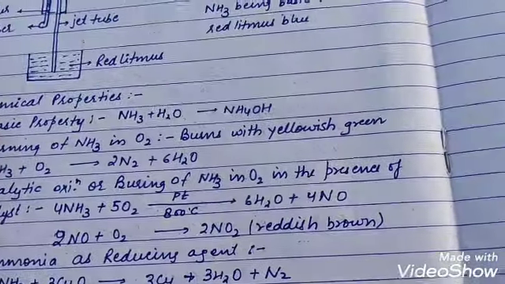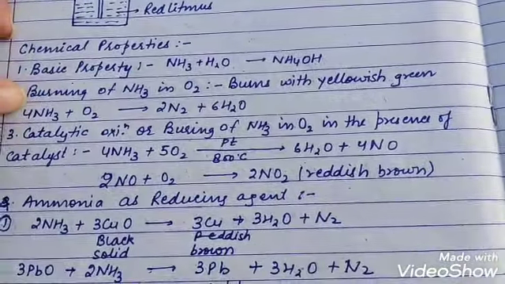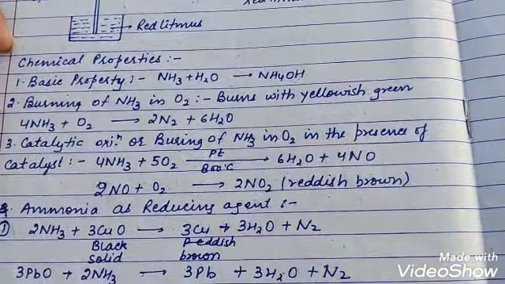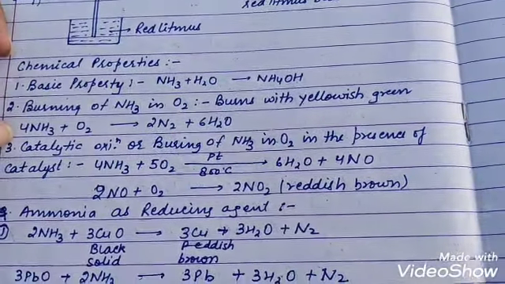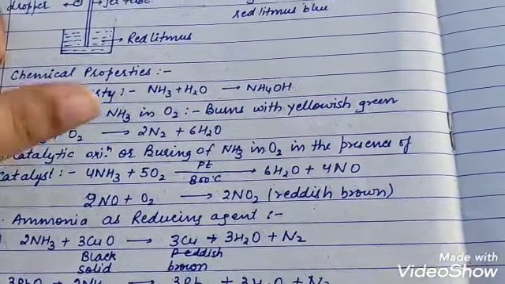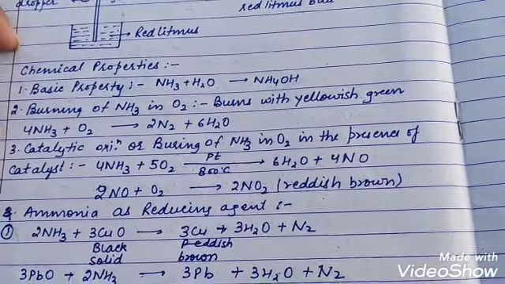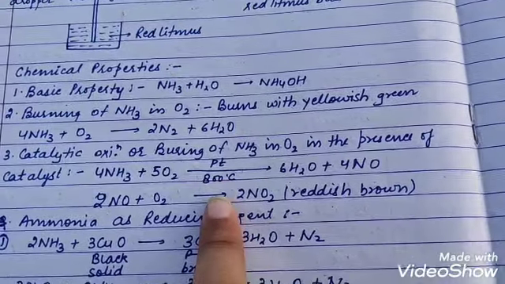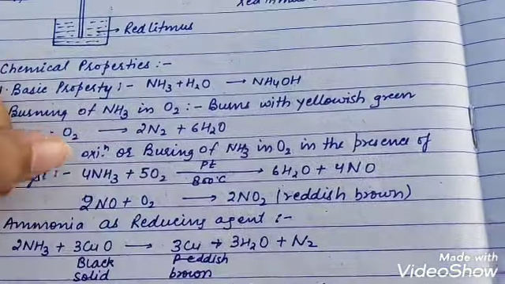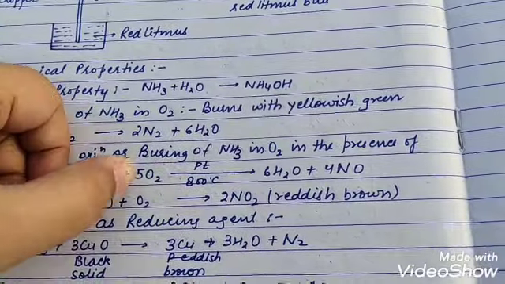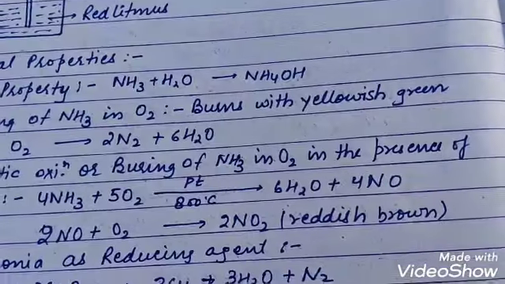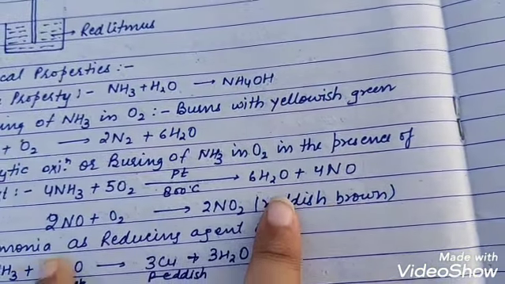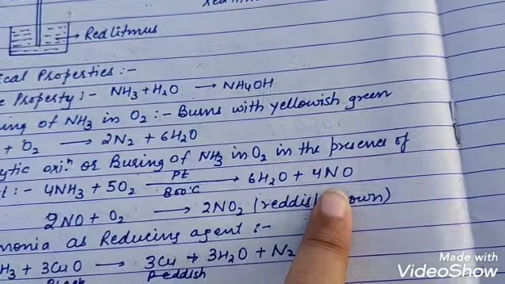Now, ammonia can be burned in two ways: first, without catalyst, and second, with catalyst. With a catalyst, it is the catalytic oxidation of ammonia, or burning of ammonia in oxygen in the presence of a catalyst. What catalyst are we using? Platinum. What temperature are we giving? 800 degrees Celsius. When ammonia burns with oxygen in the presence of platinum at 800 degrees Celsius, it forms 6H2O and NO. NO is nitric oxide.